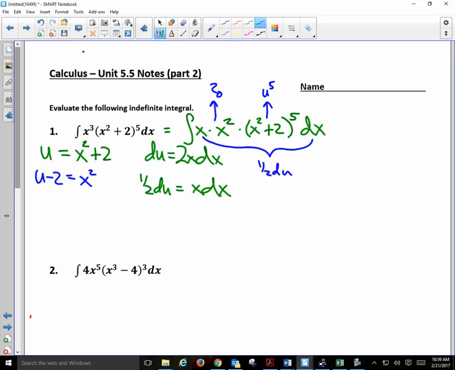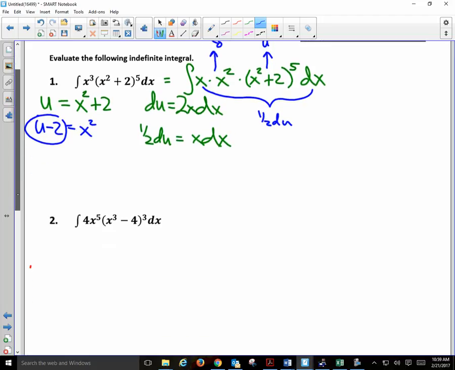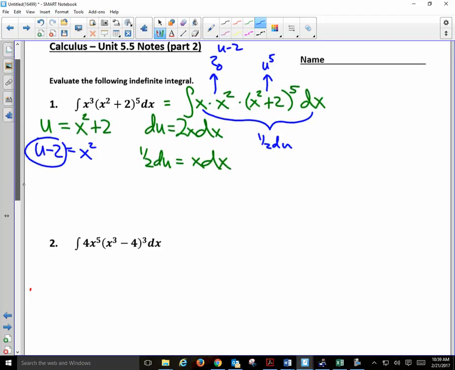So this is correct. All we have to do is look at this piece right here, and we come up with our x squared. X squared is, in fact, u minus 2. And that is what can go in for this piece right here. So I like to call this kind of a double substitution type problem. Let's look and see what we get.